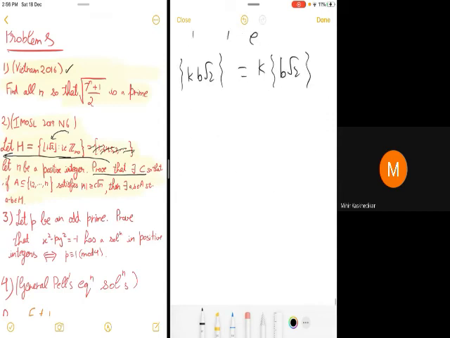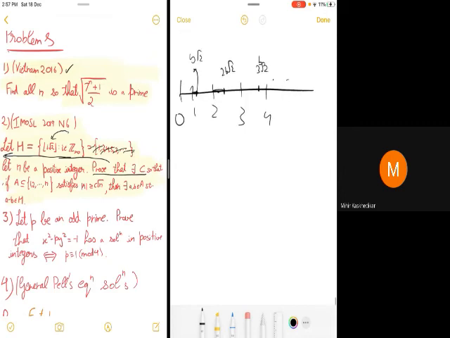You can visualize this as, if we have b root 2 here, then 2b root 2 will be here, and 3b root 2 will be here, and so on, and the fractional parts add up, because this is less than 1 by l, for example.